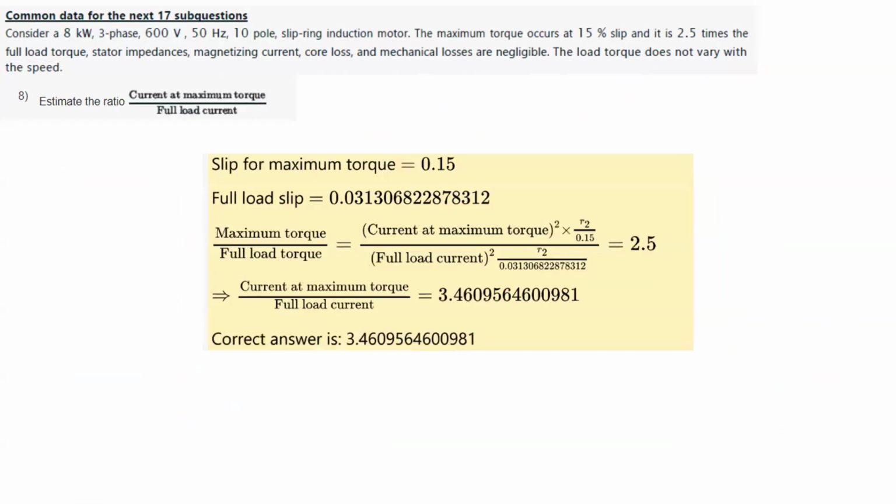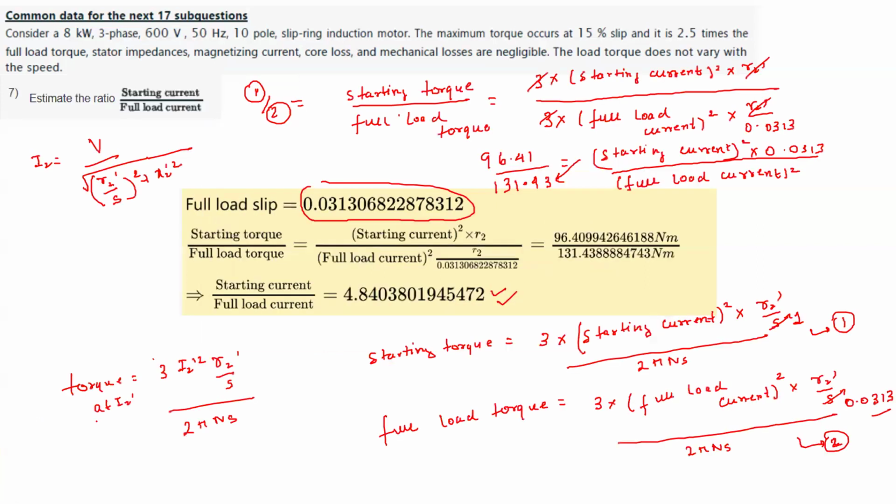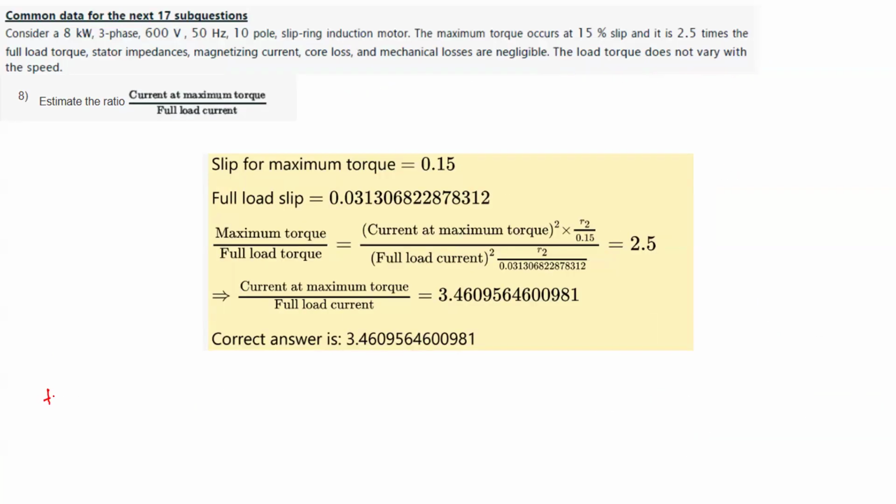Let's go to the next question. Now in this next question, what we have to do is we have to estimate the ratio of current at maximum torque and full load current. Now we will proceed in a similar way. So here also again I'll start like this, that first I will write the torque. So this torque is 3 I2 dash square R2 dash by S divided by 2 pi ns. This is the general expression of torque.